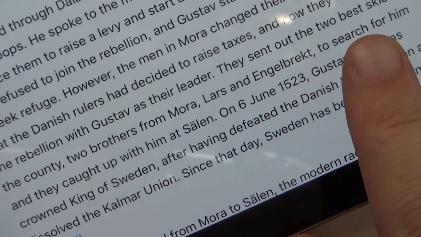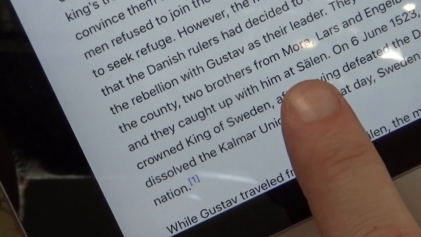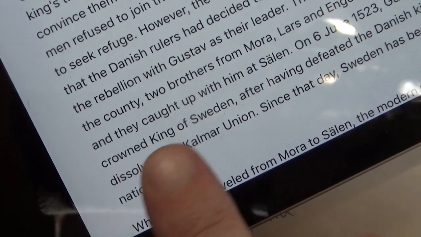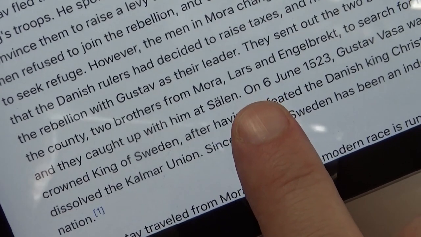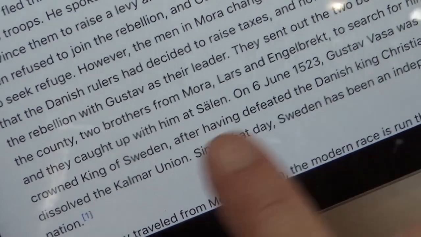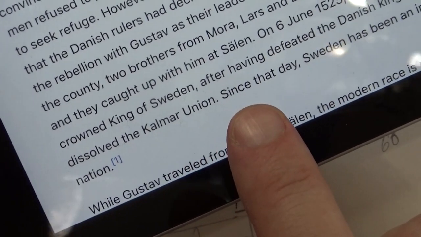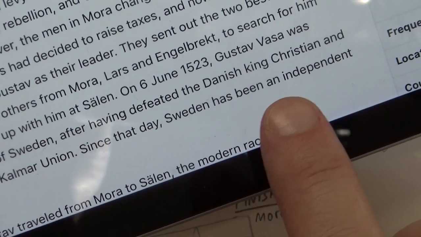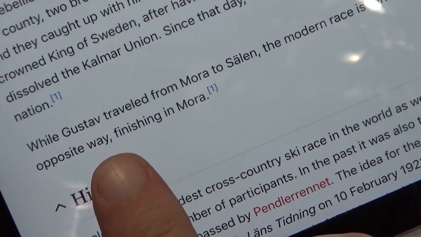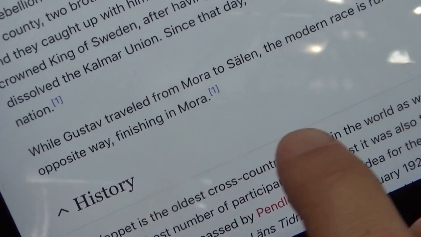They sent out the two best skiers in the country, two brothers from Mora, Lars and Engelbrecht, to search for him, and they caught up with him at Salem. On 6th of June 1523, Gustav Vasa was crowned king of Sweden after having defeated the Danish king Christian and dissolved the Kalmar Union. Since that day, Sweden has been an independent nation. And this is interesting. While Gustav traveled from Mora to Sälen, the modern race is run the opposite way, starting in Sälen and finishing in Mora.